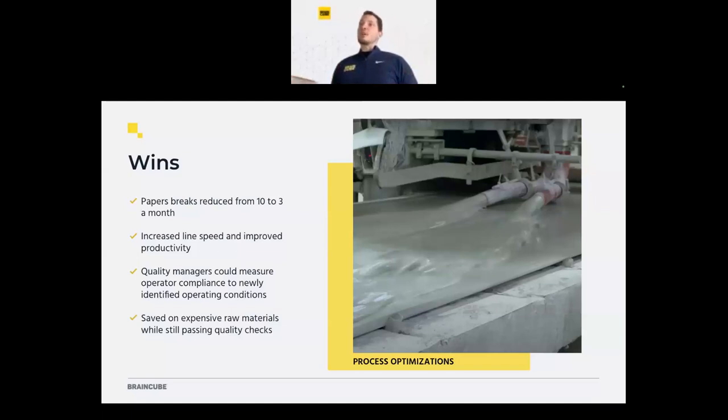So for those product grades, they were able to up their line speed and get more product out the door. Their quality managers. So this is an interesting one. Part of Braincube's offering is giving prescriptive instructions to the operators, and we'll see that a little bit later in the demo. The quality managers can not only deliver those prescriptive instructions to the operators, but they can also measure how often the operators are complying to this.